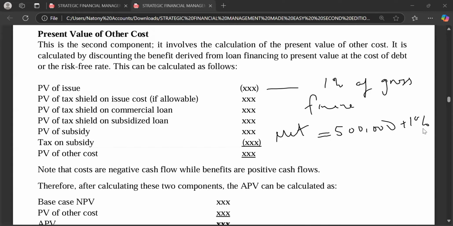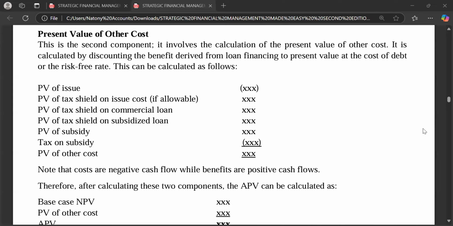So how do you know what the gross finance will be? Now I know that the net finance is what? 500. So how do I know what the gross finance will be or what the issue cost will be? So you can solve this in two ways. One is either you first of all get the issue cost separately, then add to this, or you decide to get the gross finance and take 1% of it.